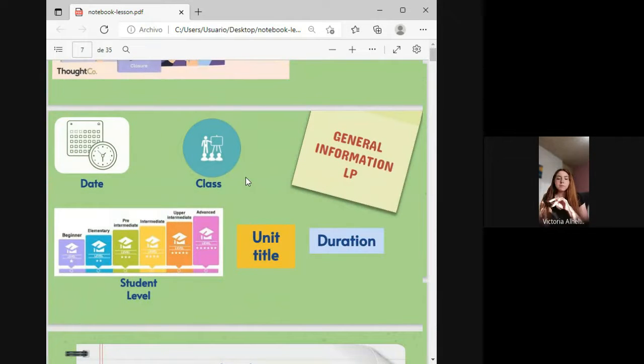First, we have general information on the lesson plan. That is the day. When is your class going to be? The class is going to be in a classroom or outside. The certain level means the English level that it has started, for example, if it's A1, B1, B2, or C1, C2. The unit title and also the name of the lesson. The duration is according to the school. If it's a school, probably it's going to be about 1 hour or four.